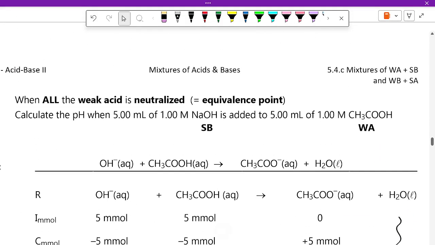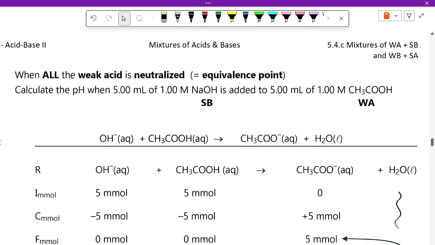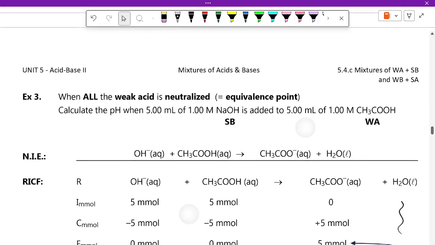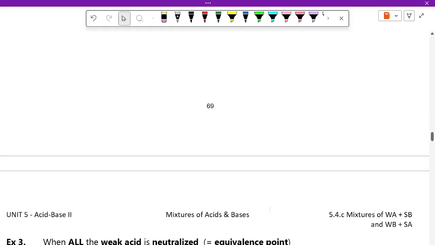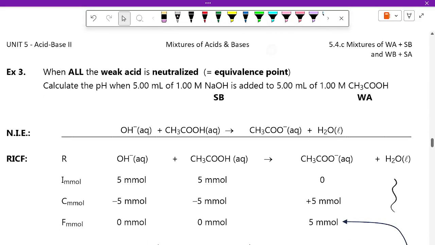All right. So that, I think, is that. Ooh, here we have when all of the weak acid is neutralized. This is on page 70.